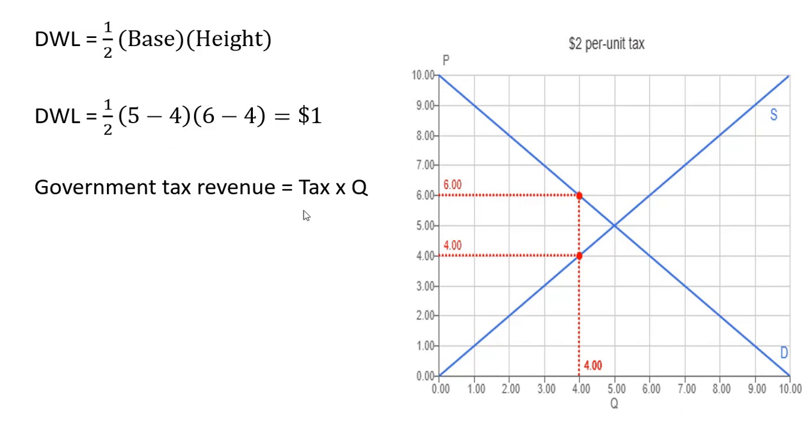Government tax revenue is going to be the tax times the number of units sold, so the tax is $2. Okay, the distance here between 6 and 4, or this vertical distance right here, and the number of units being taxed is 4, so 2 times 4, we get $8 of government revenue.